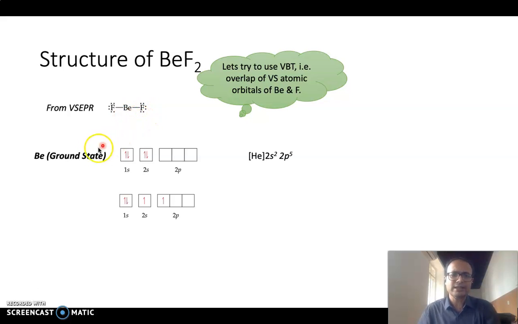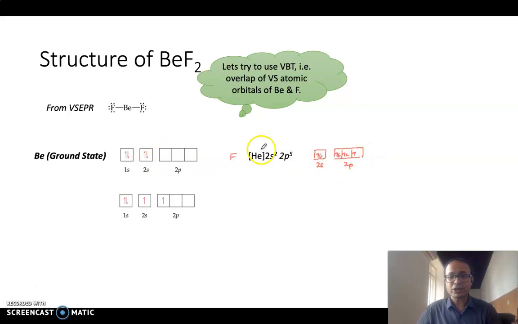If we look at the ground state electronic configuration of beryllium, it is 1s2, 2s2, and the 2p orbital is completely empty, because the atomic number of beryllium is 4. Now for the fluorine atom, this is the ground state electronic configuration. If I draw it in box form, just the valence shell, it is the 2s and this is the 2p. If I fill the electrons, it would be something like this.